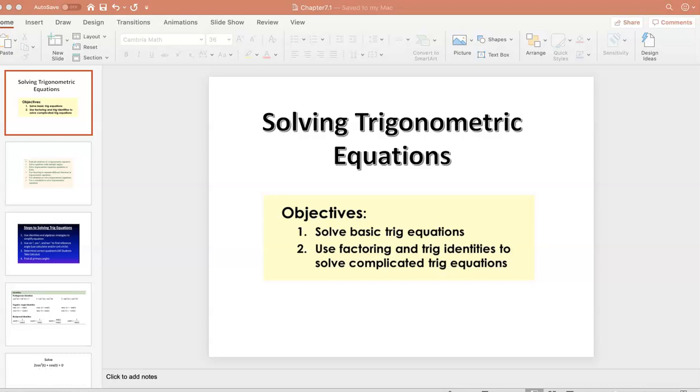Okay, I'm going to try this with these and explaining them. This one has quite a few slides in it, so I'll probably have to break it up into more than one video. This is solving trigonometric equations, and basically you take everything you've learned about trig and algebra and we put it together. So you're solving the basic, you're going to use factoring and the identities.